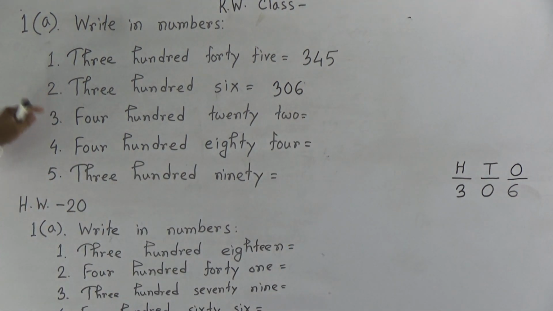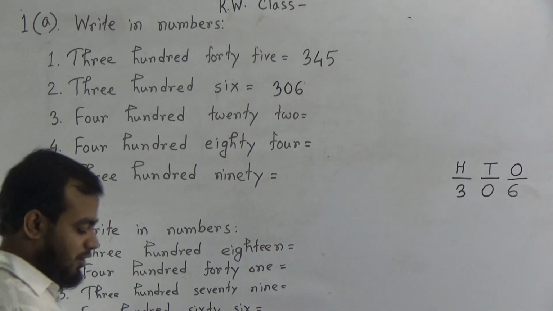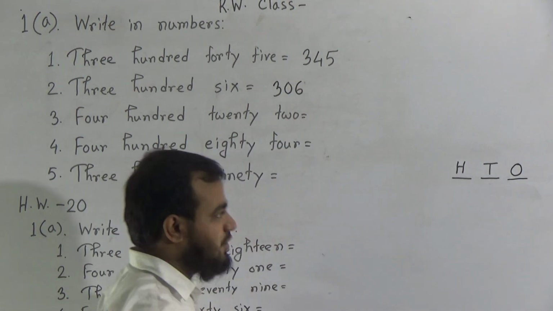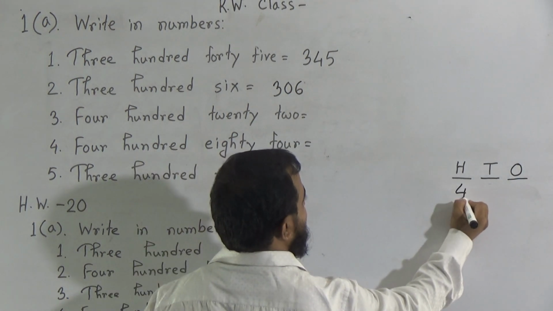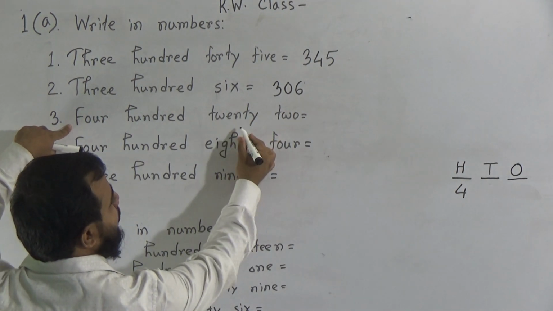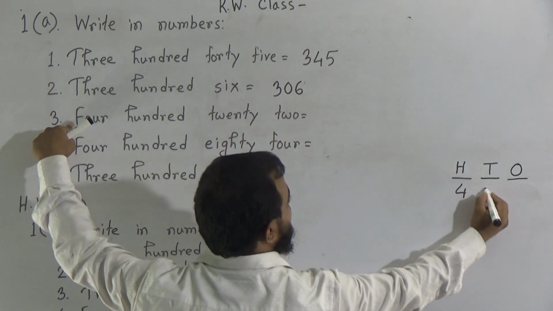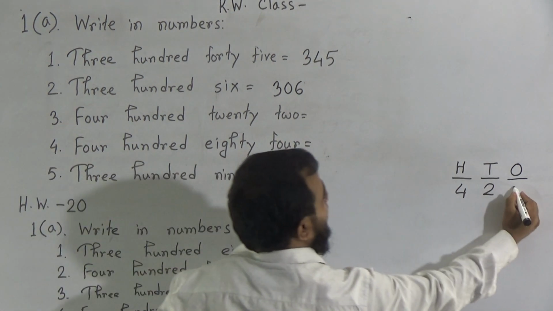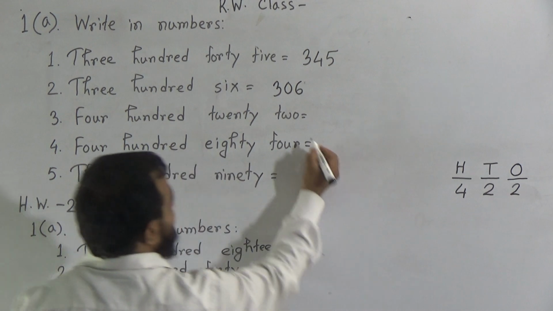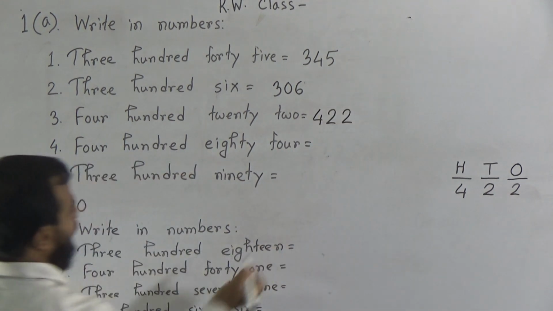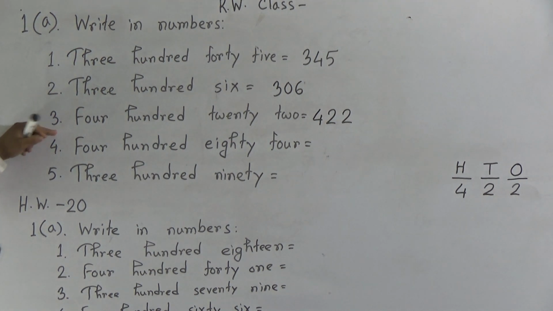The next number is 422. To write down 422, we should write 4 in the hundreds place because we have 400. Now for 22, to write down 20, we should write 2 in the tens place. Now in the ones place, we should write 2. It makes 422. The answer will be 422.